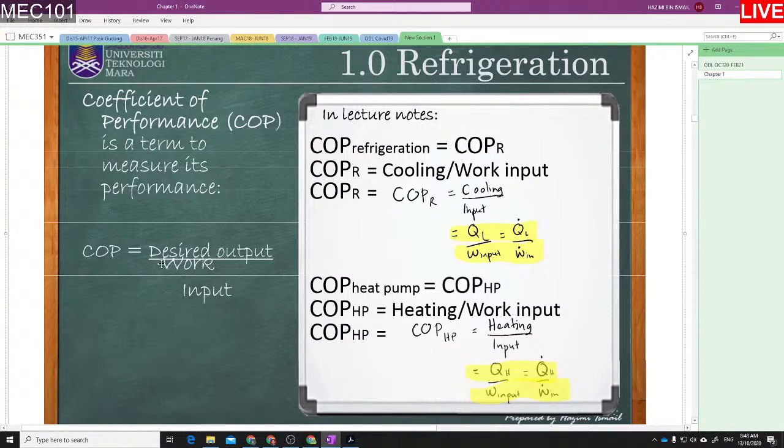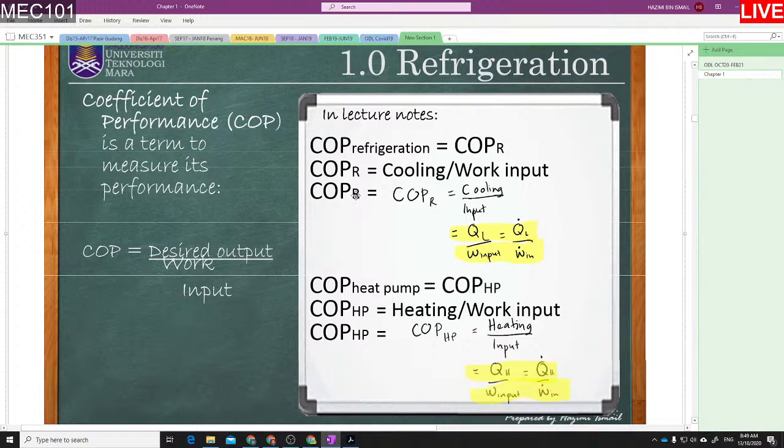Work is energy, force times distance. So we have work as a kind of power. Okay, so desired output over work input. Output over input. Energy over energy. Power over power. Simple as that.